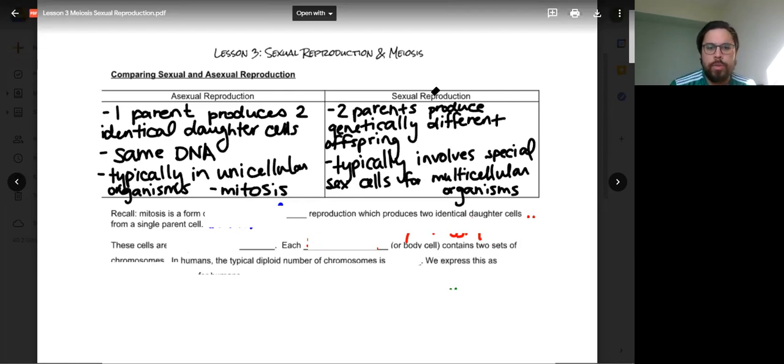Question: in sexual reproduction, are the daughter cells identical? No. In sexual reproduction, we don't actually have daughter cells. And I'll talk about what that is in a bit. But there are no daughter cells in sexual reproduction. It's a completely different process and a completely different production.